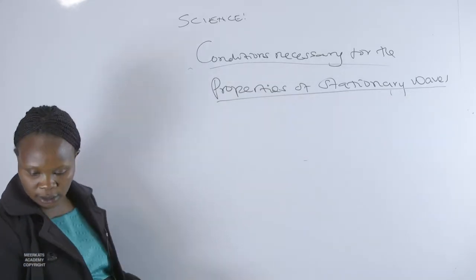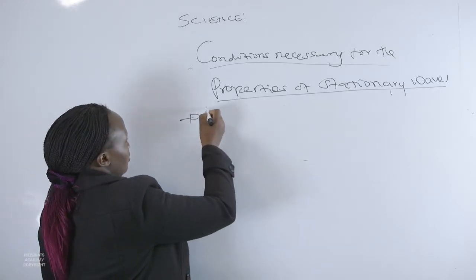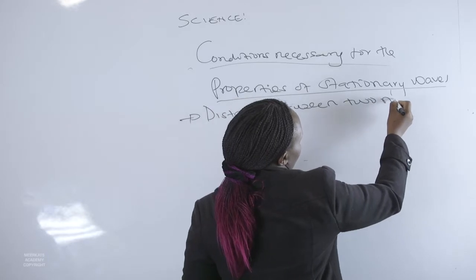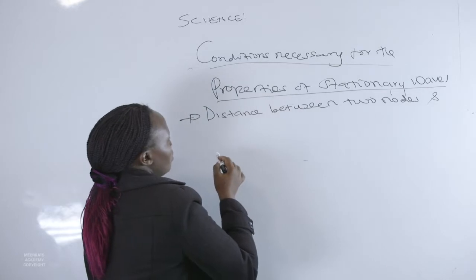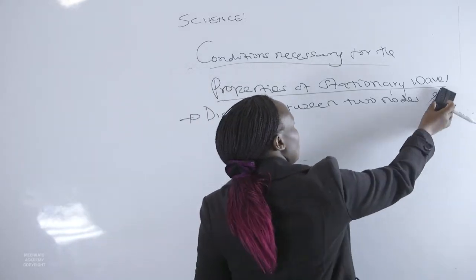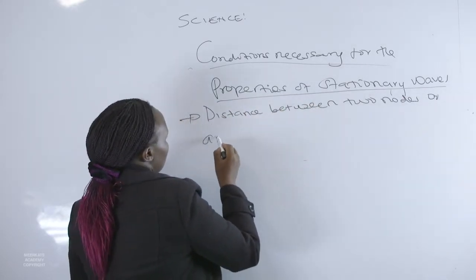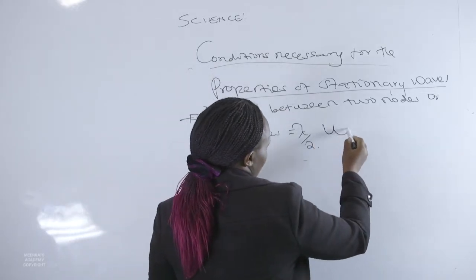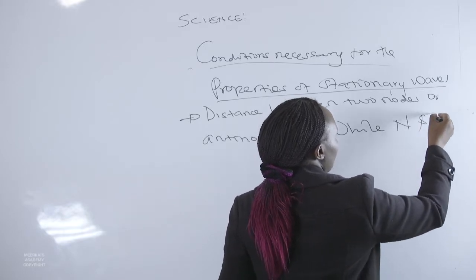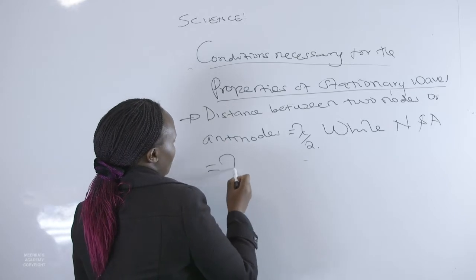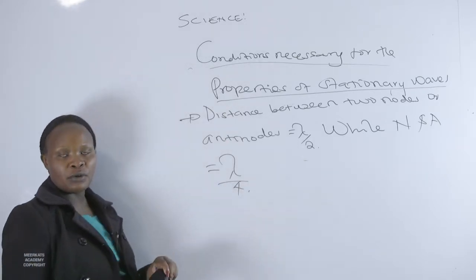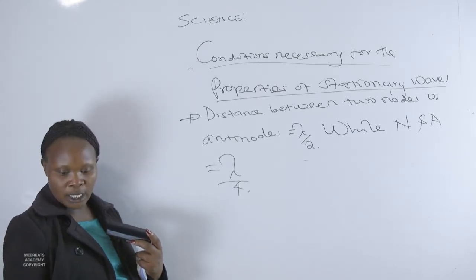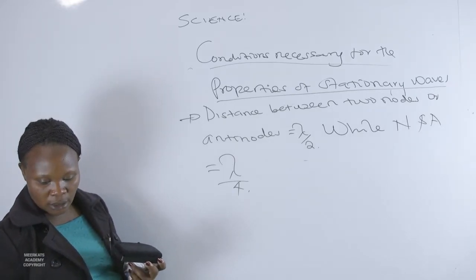We could add one more characteristic: the distance between two successive nodes, or antinodes, is actually half a wavelength, while the distance between a node and an antinode is actually lambda over 4. A quarter of a wavelength.